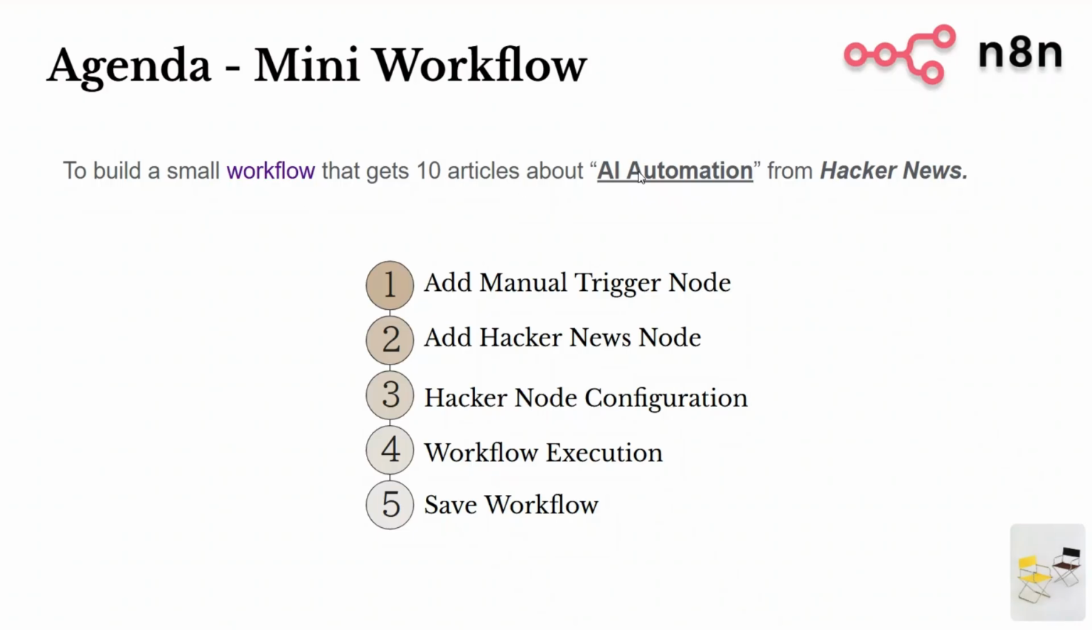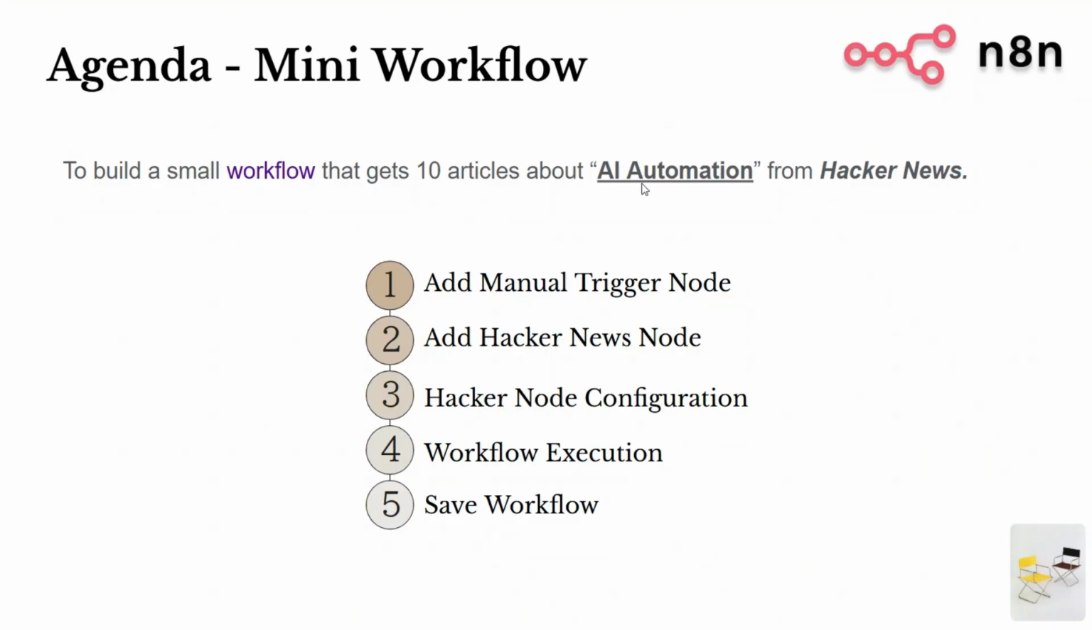In this video, let's see how to create a mini workflow with two nodes using n8n. In this automation, we are going to build a small workflow that fetches 10 articles from a social news website called Hacker News about AI automation.